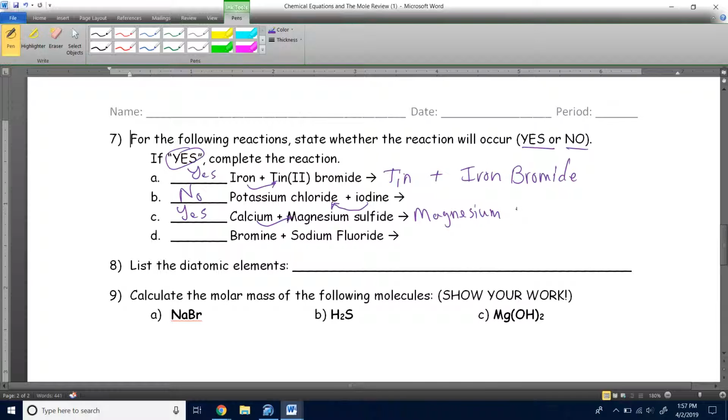And then calcium is going to be bonded with sulfur, to make calcium sulfide.